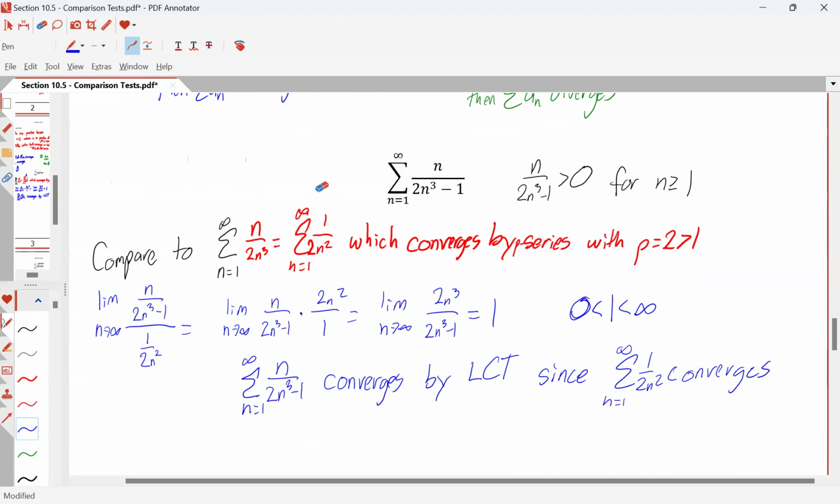In the next video, we'll take a look at 3 more examples of using the limit comparison test as we finish the comparison test section.